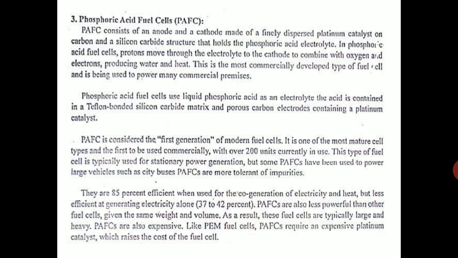The efficiency is also high, almost 85% when used for cogeneration of electricity and heat. So not only are we generating electricity, but the heat that is produced is also used, and then the combined efficiency can go up to 85%. But if you are using it only for electricity generation, like operating your car or bus, then it will have around 40% efficiency, plus or minus 2%.